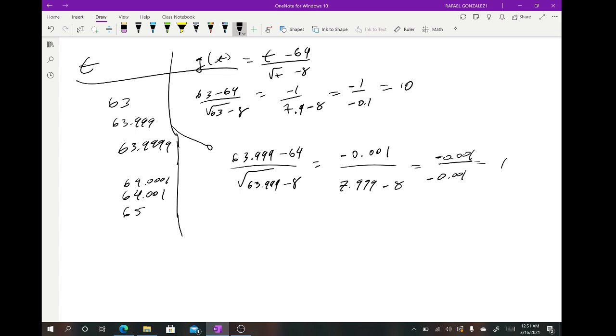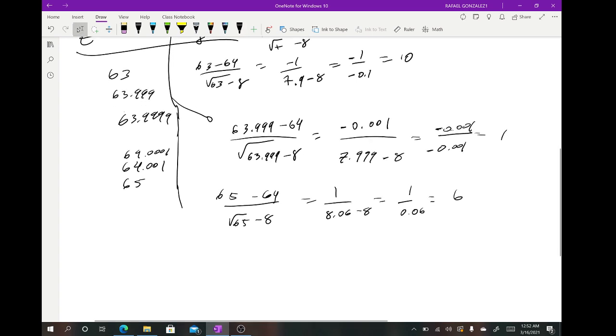And then if you go the other route, 65 minus 64 divided by square root of 65 minus 8, then what we have here is 1 divided by 8.06 basically, minus 8, which is 1 over just 0.06, and 1 divided by 0.06 should be 16.